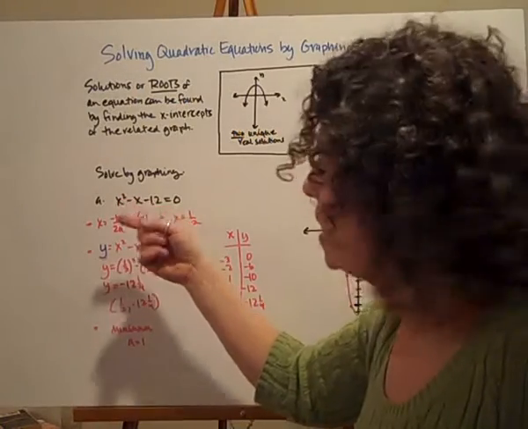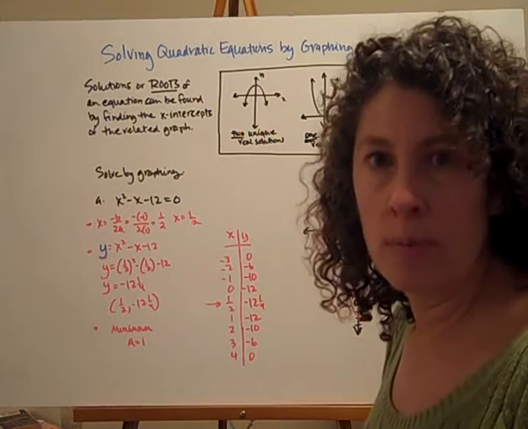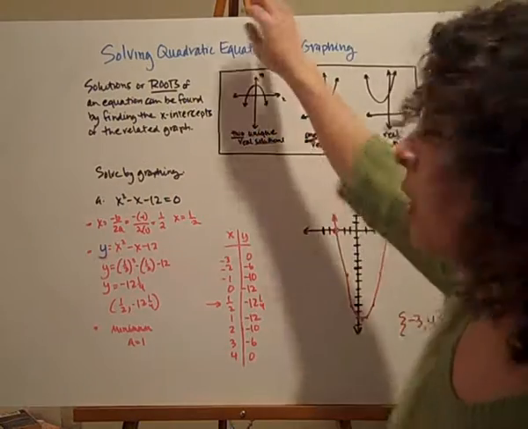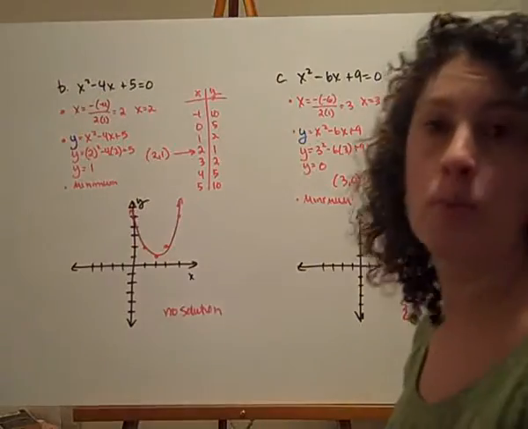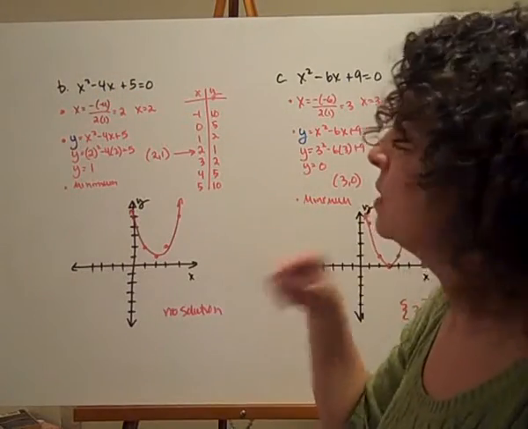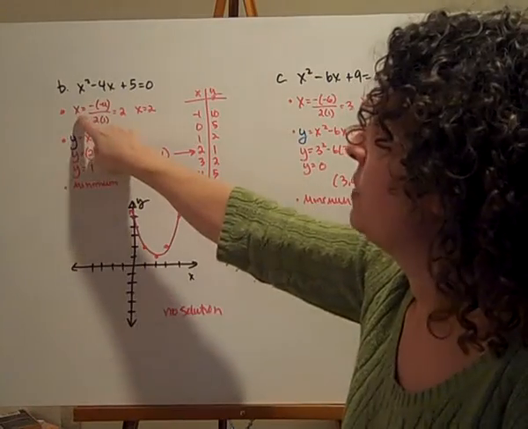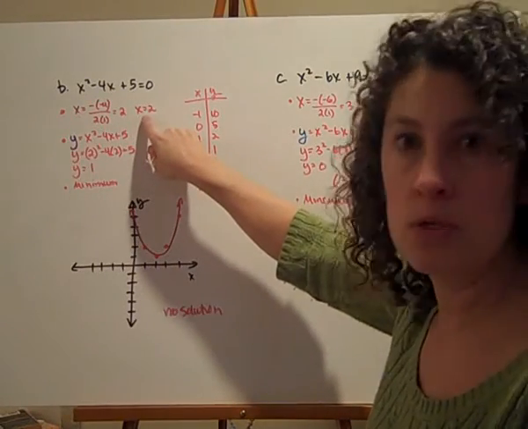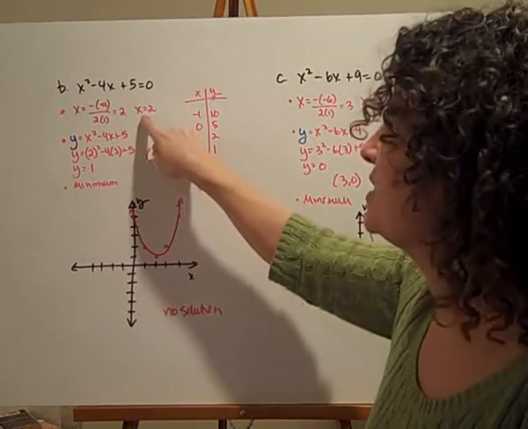Now, kind of backtracking here, I could have solved this by factoring, and that's the solutions I would have come up with that way also. All right, let's look at two more solving equations by quadratics by graphing. So let's look at x squared minus 4x plus 5 equals 0. So again, I'm going to go through the same steps of graphing a quadratic function. I'm going to start by finding my vertex. So my vertex here is x equals 2. I have x equals 2.